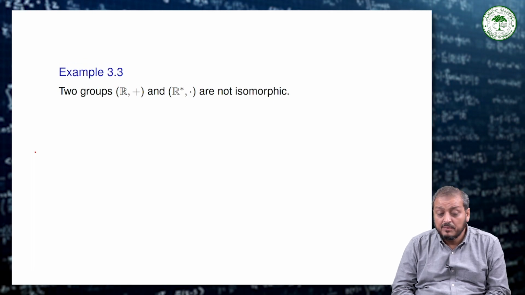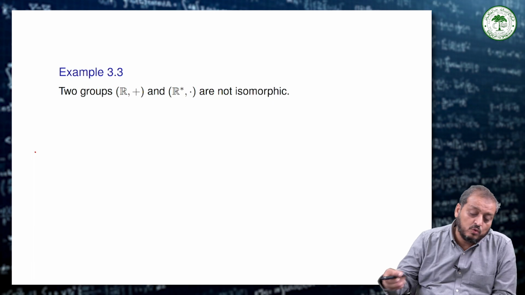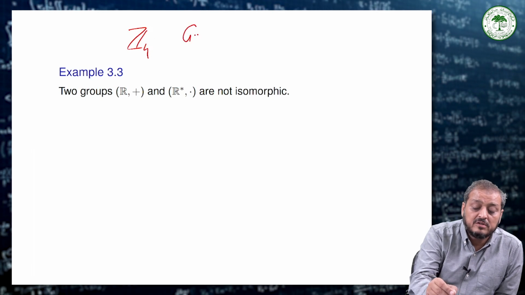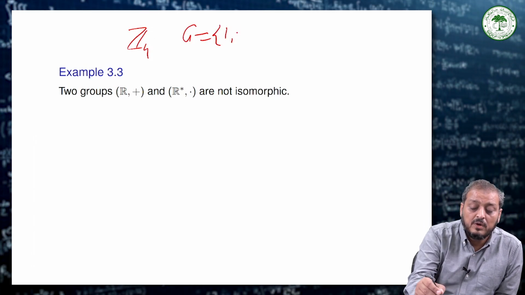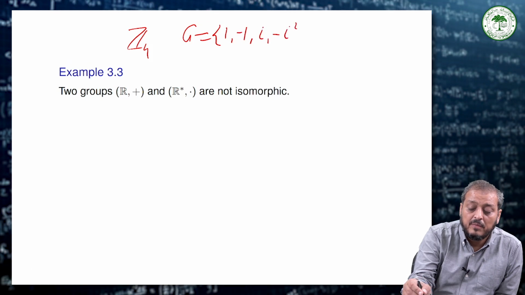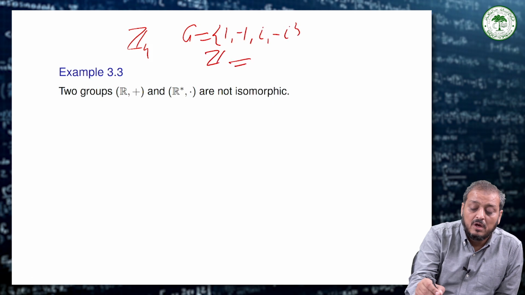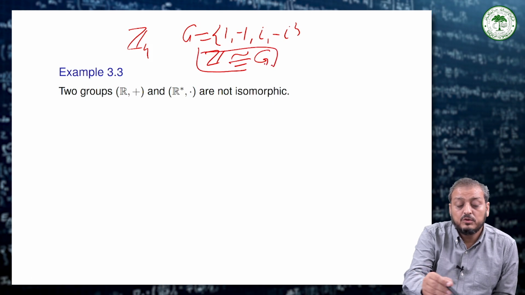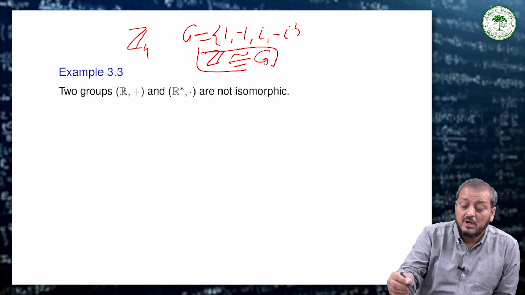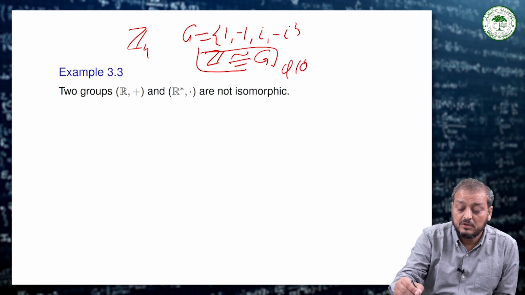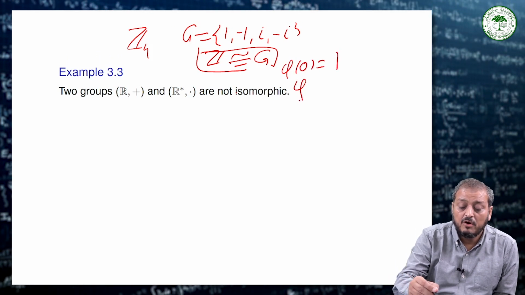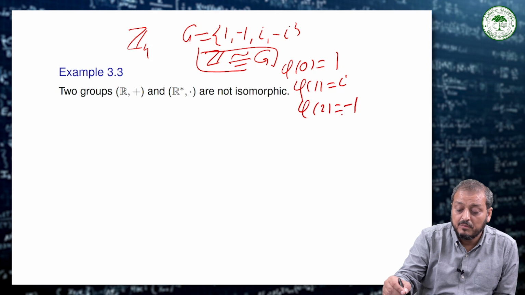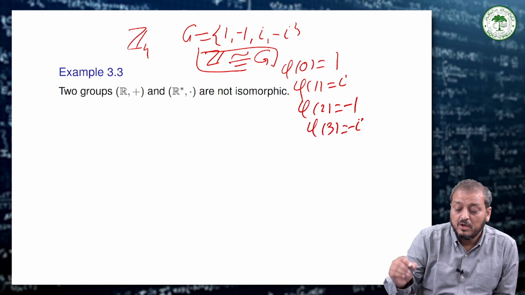In the last class, if you remember, we showed that for the two groups we took, Z4 under addition, and G, the fourth roots of unity, equal to 1, minus 1, i and minus i, these two groups are isomorphic to each other. This means we have to show that there is a bijective map in this form: phi of 0 is equal to 1, phi of 1 is equal to i, phi of 2 is equal to minus 1, and phi of 3 is equal to minus i.